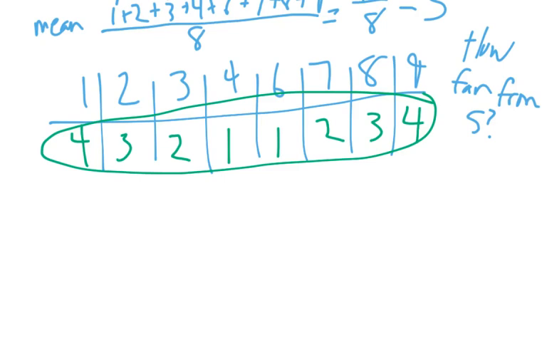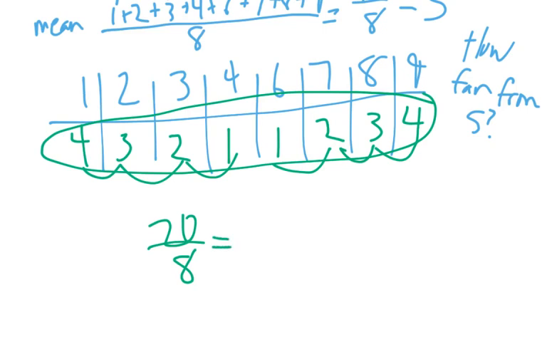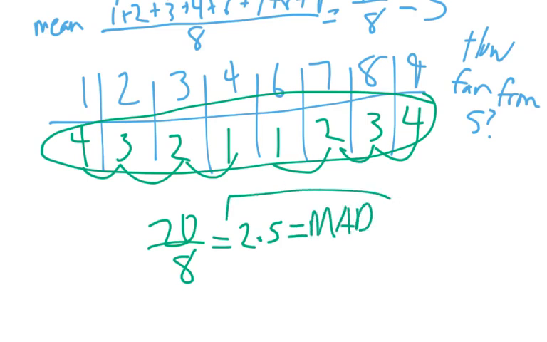And so let me see here. This will give me 7, 9, 10. And then we have 3, 6, 10 again for 20. So 20 over 8, which is equal to 2.5. And that is our MAD. Again, nothing terribly complicated, but it does require a lot of little number crunching and staying organized.